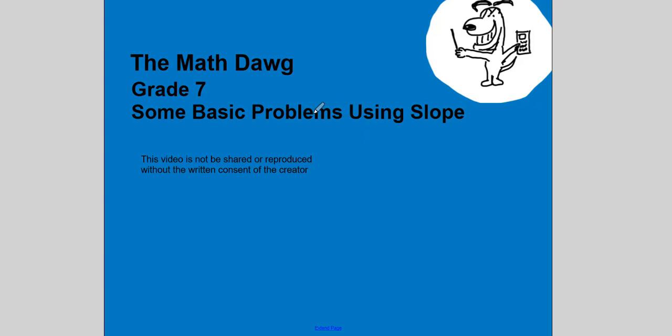So we're looking at some basic problems using slope here. I have this listed as grade 7 in the Common Core, but it could be grade 8, grade 9, could be used as a review of how to find slope, particularly from a graph here.